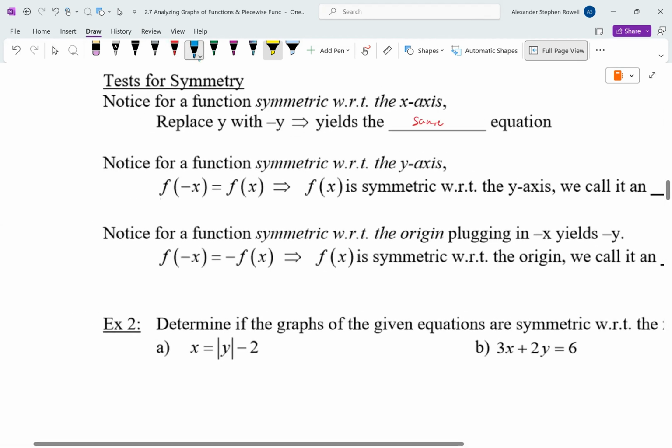What does this notation mean to you? So what ordered pair does this correspond to? f of negative x. What ordered pair does that correspond to?